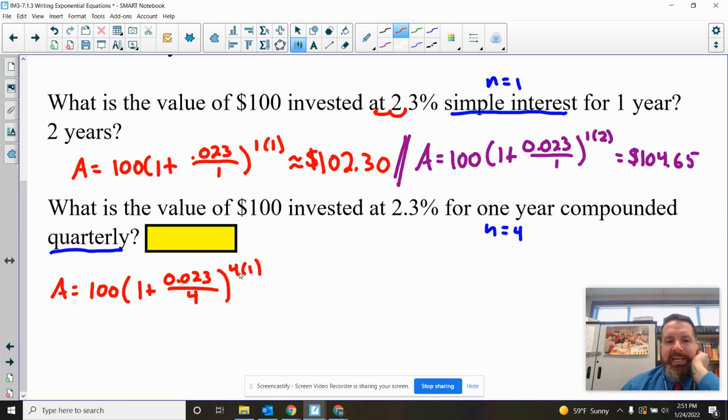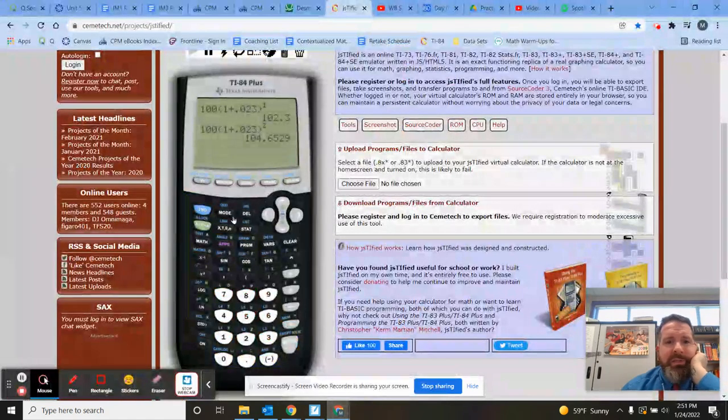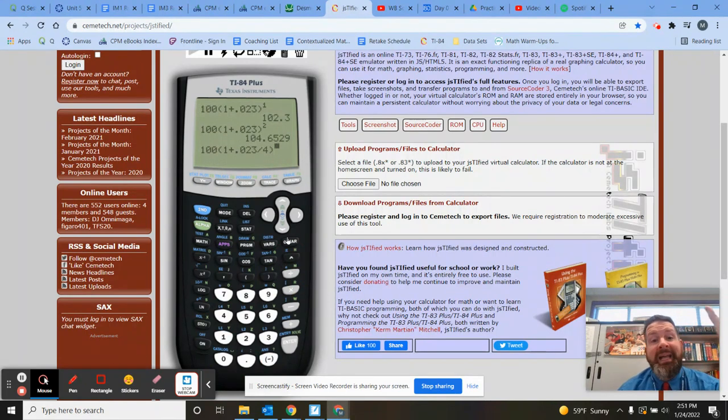So 1 plus r over n to the nt, still doing this just for 1 year. So in the calculator, let's just type this in like it looks. So 100 times 1 plus 0.023 divided by 4. Now, when you are typing this in, make sure that your exponent has the 4 times 1 up in there. So if it's something like 4 times 1, I say just do it in your head and type the 4. I don't want you to accidentally not include the multiplication in your exponent and get the wrong answers.